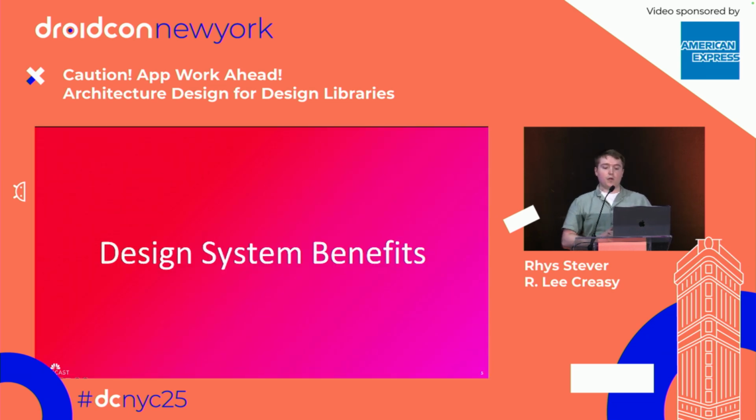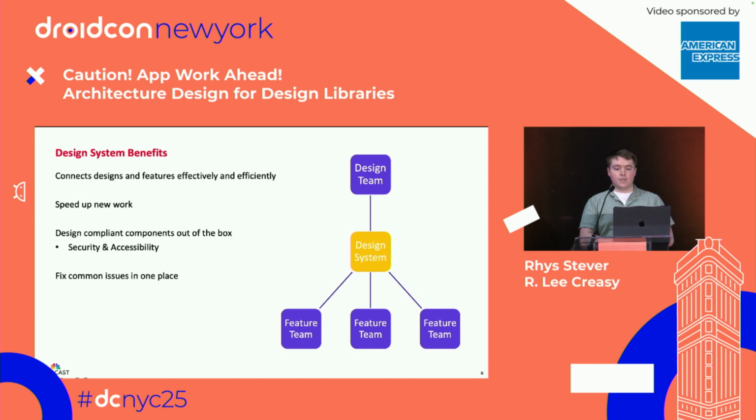Let's now discuss why we recommend using a design system. What benefits does it have? Is it worth all the time and effort building and maintaining one? At its core, a design system connects designs and features effectively and efficiently. Components used throughout an app should have the same design. An app is well designed if it works intuitively for its users and is visually consistent. Components should not look differently depending on what part of the app the user is in.